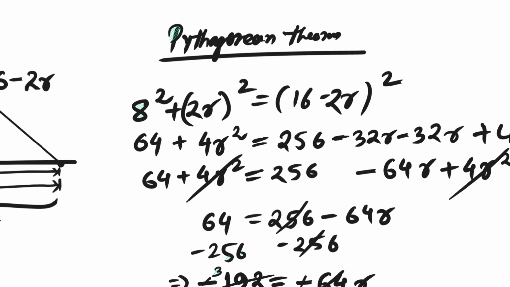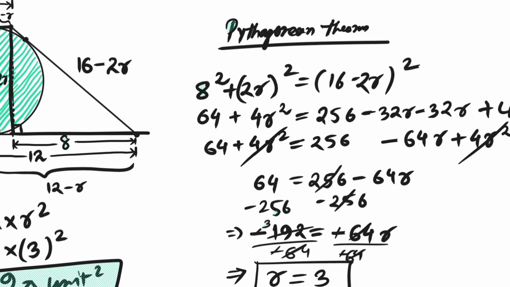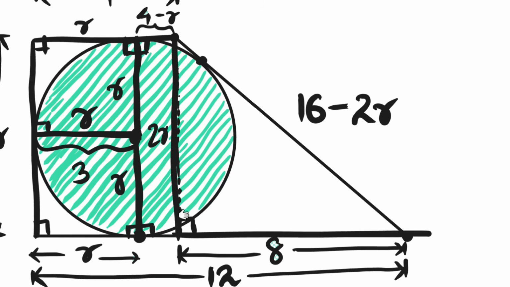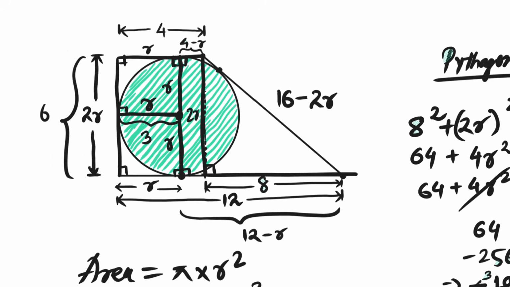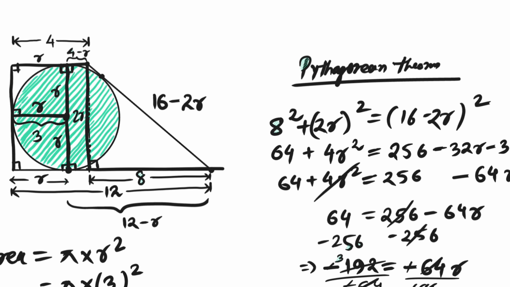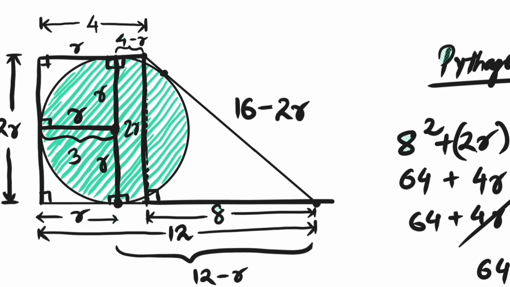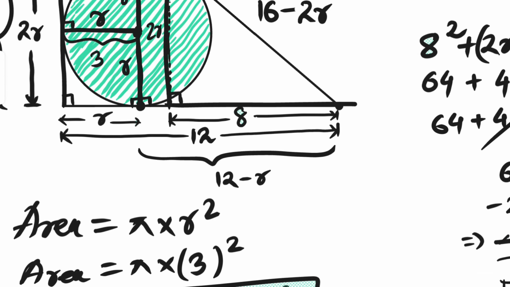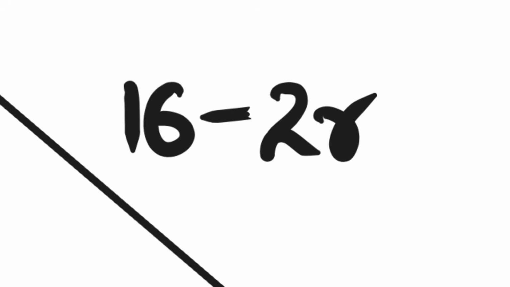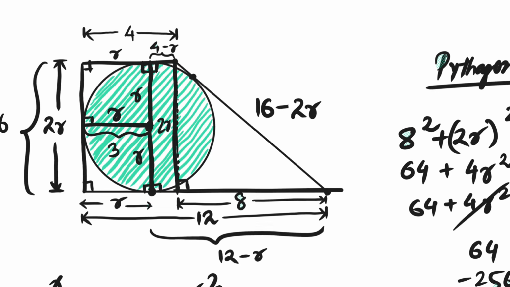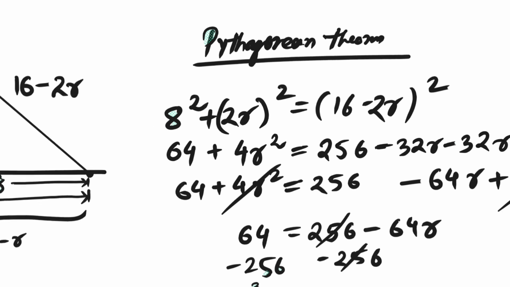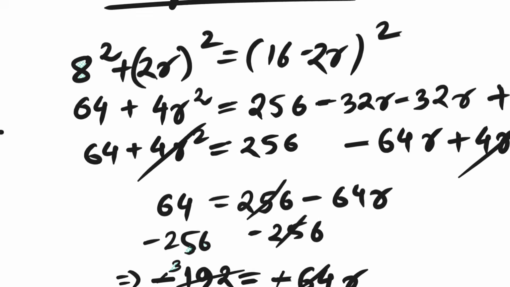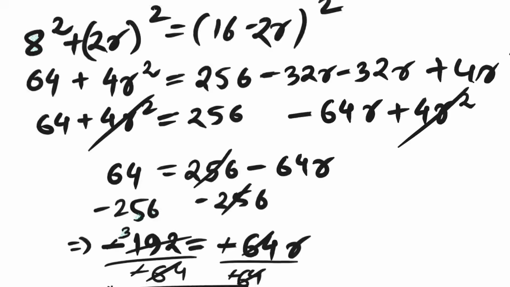The most important idea in this entire problem was not actually the Pythagorean theorem. The real breakthrough was recognizing the equal tangent lengths from the same external point. Once I noticed that, the two pieces of the slanted side became 4 minus r and 12 minus r, giving us a hypotenuse of 16 minus 2r. Then the Pythagorean theorem did the rest, and the r squared terms canceled beautifully.